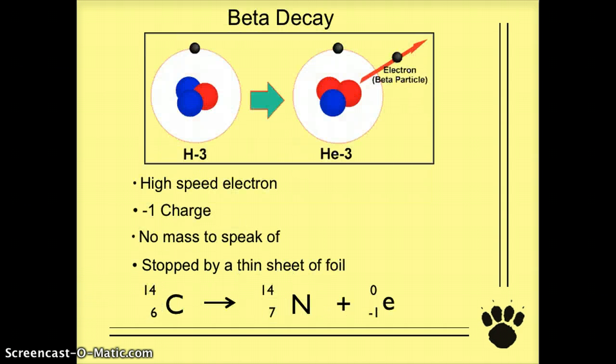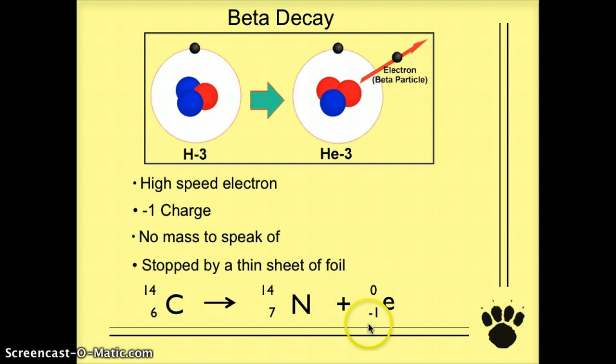Another type of decay is called beta decay. Beta decay occurs when the nucleus ejects a high-speed electron. Remember, electrons are negatively charged. Essentially, they have no mass, so that's why we've got a 0 up here. And they are stopped by a thin sheet of foil.